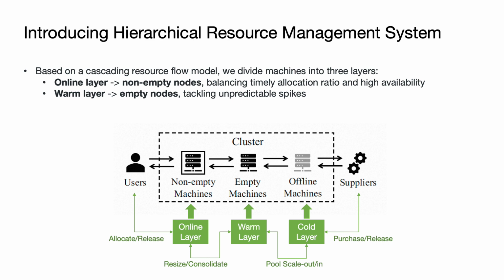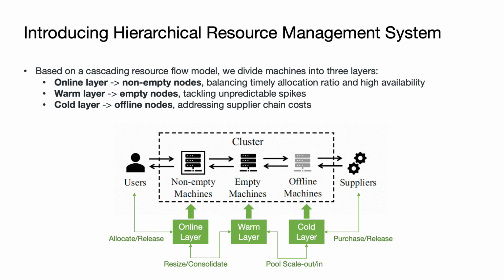But what about unpredictable spikes in resource allocation? To address this challenge, we have a buffer of warm machines that can be provisioned immediately so that it can handle unexpected spikes. We also consider cold machines in the context of supply chain costs.